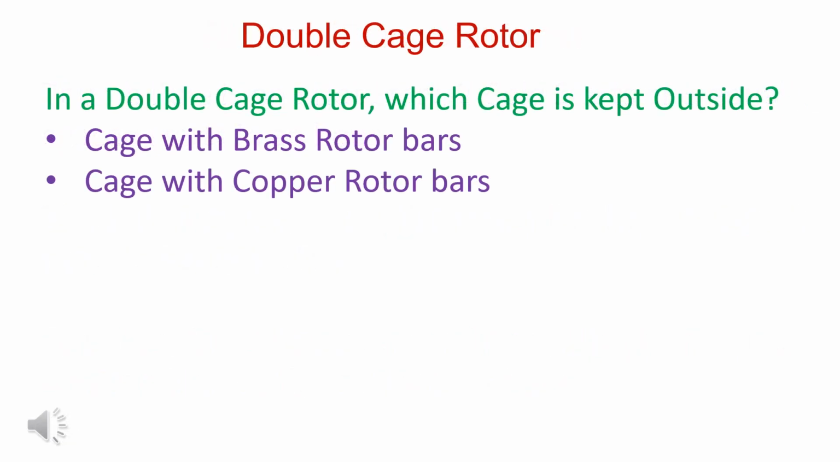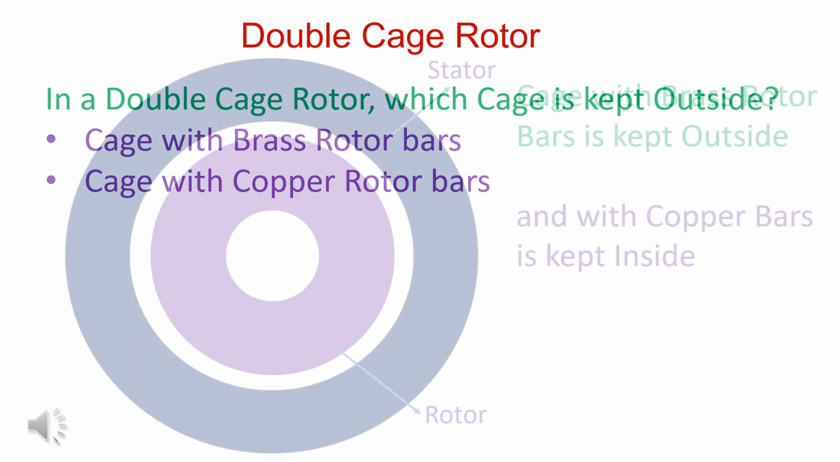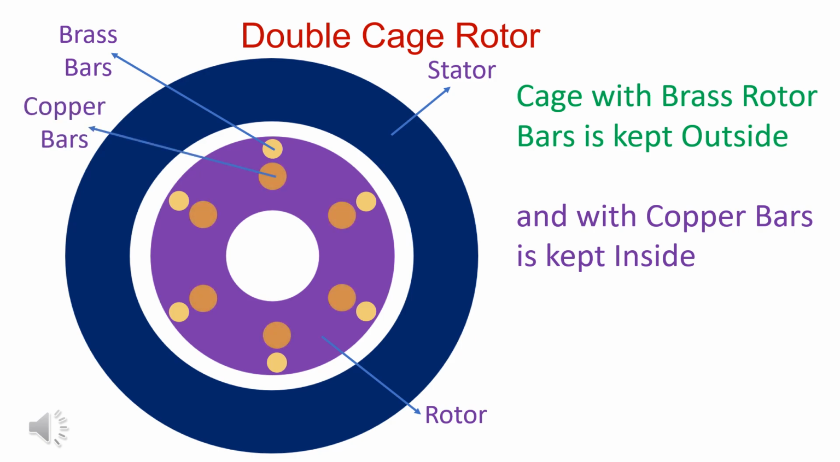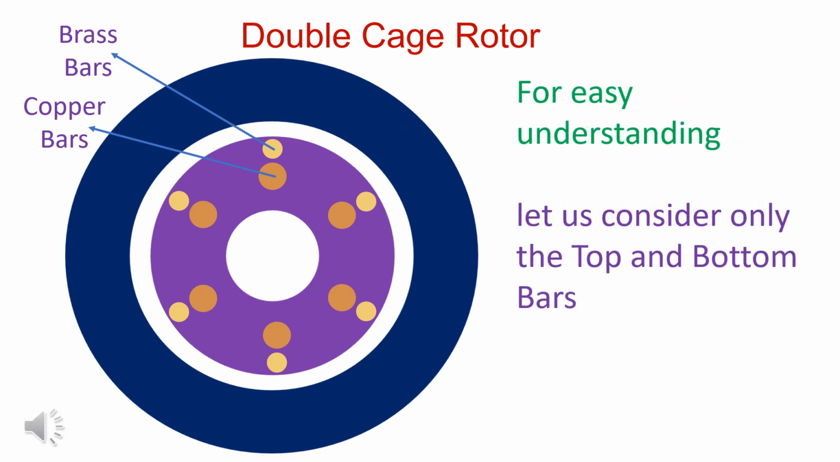In a double cage motor, which cage is kept outside, brass or copper? Cage with brass bars is kept outside and cage with copper bars is kept inside. For convenience sake, let us consider only top and bottom bars.